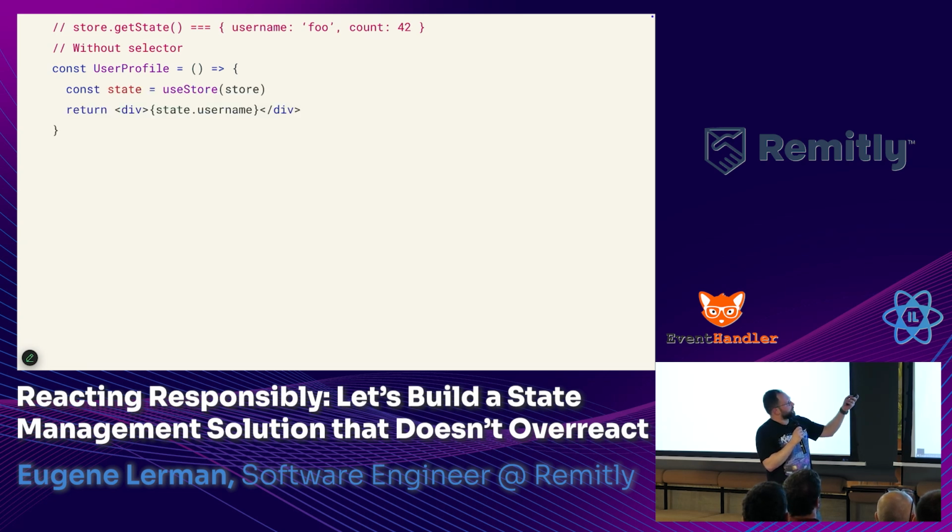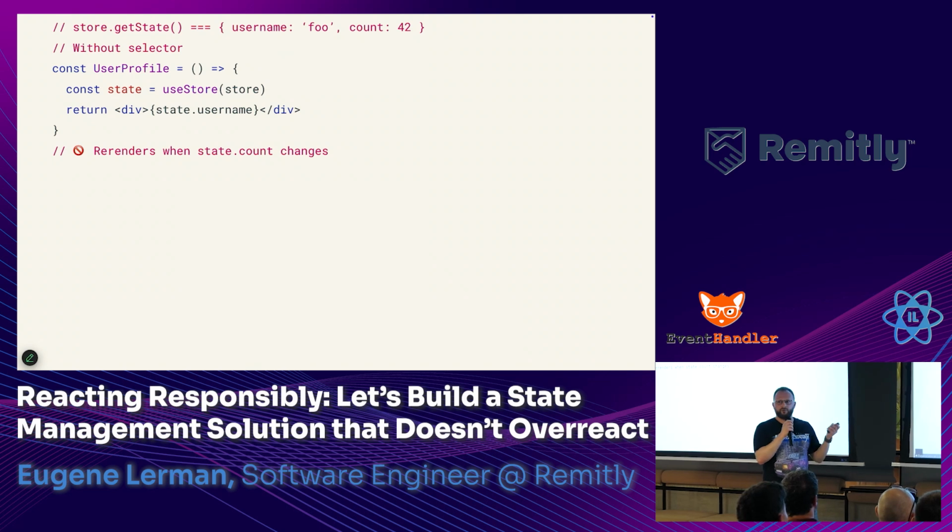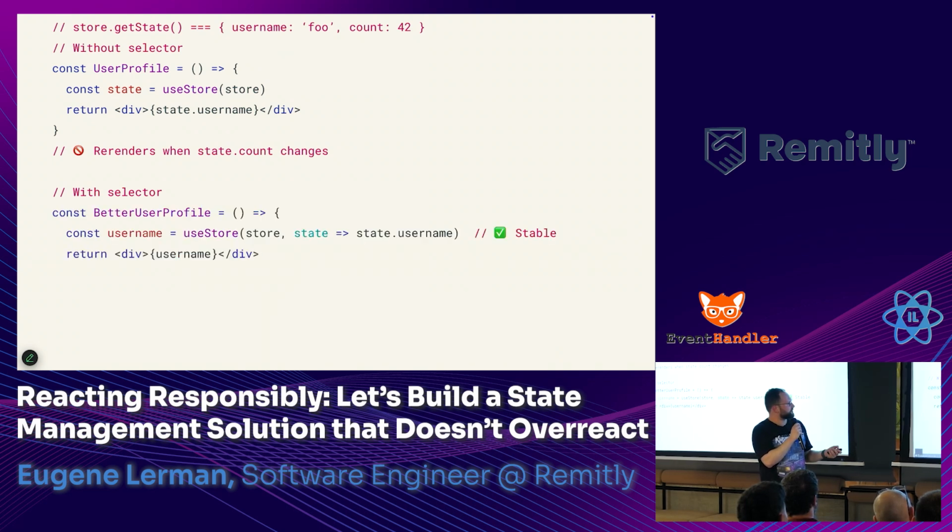Let's look at this example. UserProfile basically uses the store, and the store in this case is just username and count. So we're using the state, and we're only rendering the state username. But if, let's say, I change the count, this will re-render again. And that sucks. I mean, it doesn't suck in this particular case because our computers are all powerful, but imagine you have a list with a gazillion entries. With a selector, we're basically just getting a stable reference. We're telling the useStore method exactly what we care about.